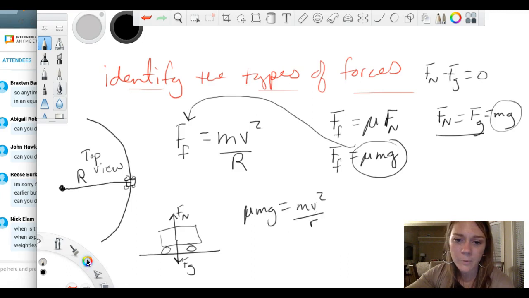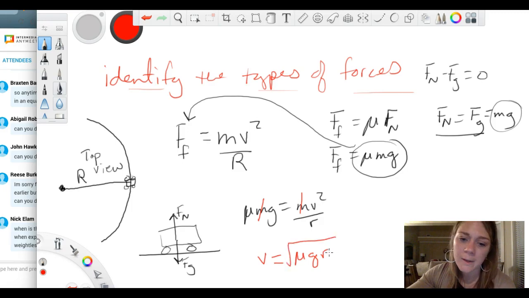And now I'm going to simplify. You always want the most simplified version of these equations. This is the mass of the car that's going around the curve. Those masses cancel out. I'm going to rearrange to solve for the velocity. So velocity is going to be equal to, bring the r over, mu g r, and then I'm left with a v squared, so I'm going to take the square root of that. So the square root of mu g r is equal to the velocity.